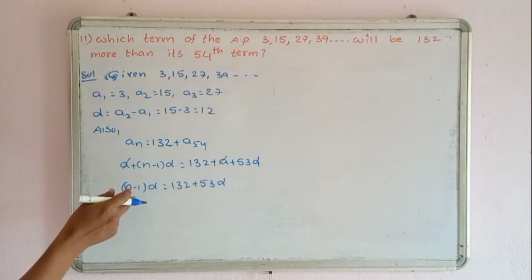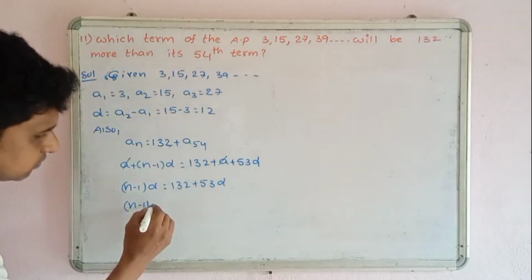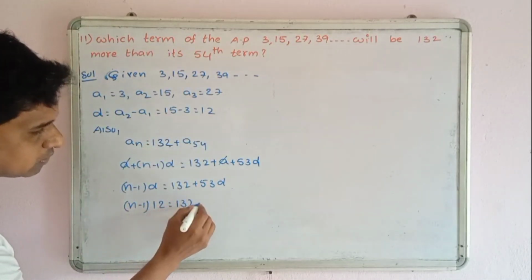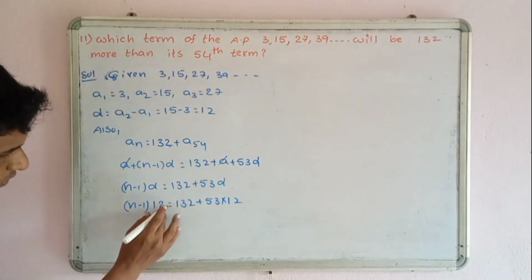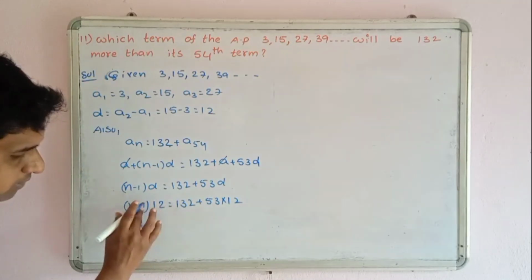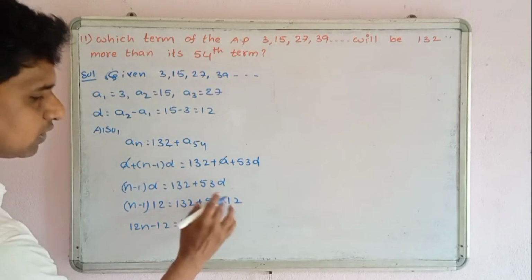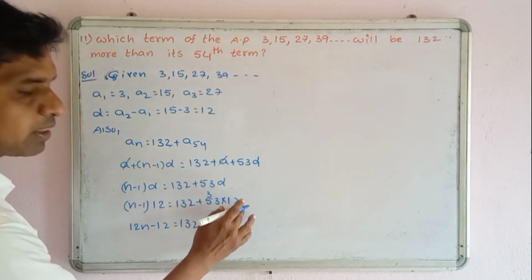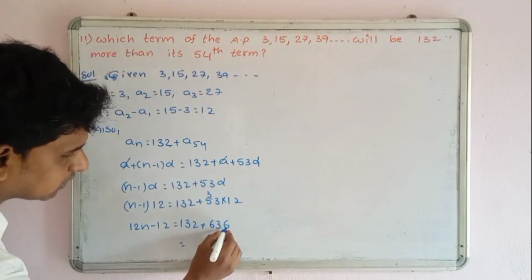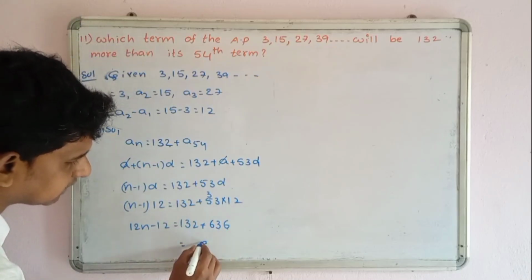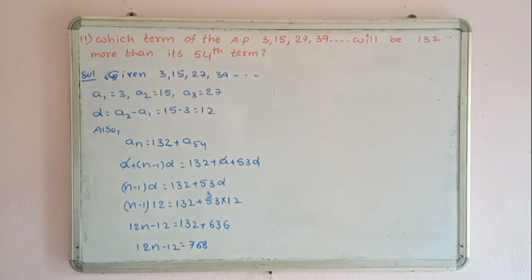Okay, now we will find the value of n. So n minus 1 into, what is the value of d? 12, equals 132 plus 53 into 12. So 12 times n is 12n, 12 times 1 is 12, equals 132 plus 53 times 12. 12 times 3 is 36, 12 times 5 is 60, 60 plus 3 is 63. So now 6 plus 2 is 8, 3 plus 3 is 6, 768. 12n minus 12 equals 768.